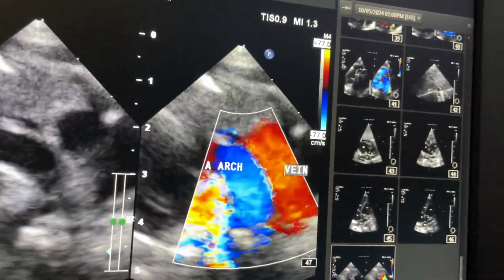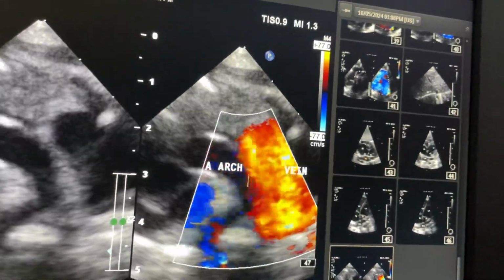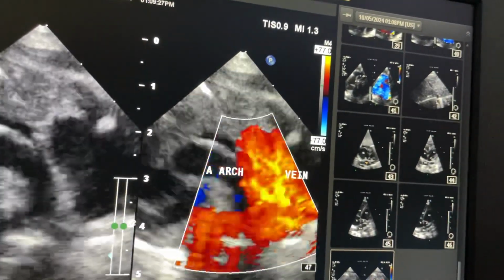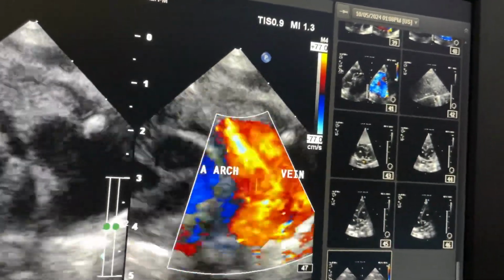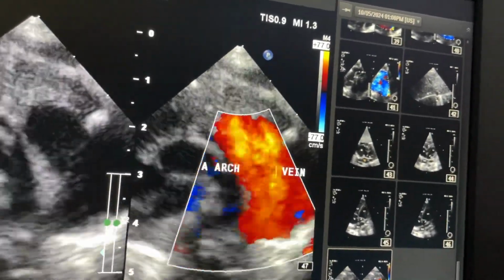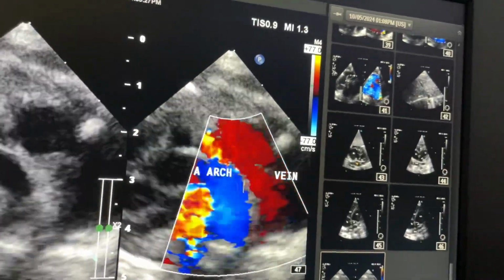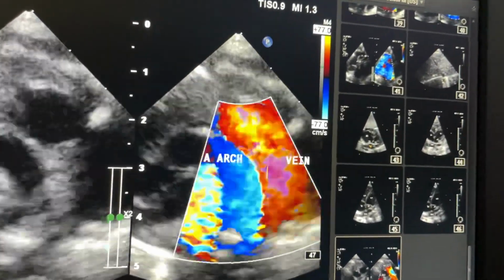At the same time, it has to be opposite in terms of color. The flow direction has to be opposite. Color opposite means flow direction is opposite. So whenever you see opposite flow direction and opposite color, then it is abnormal pulmonary venous communication.